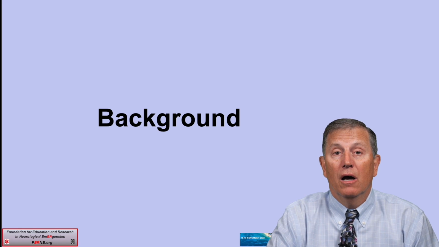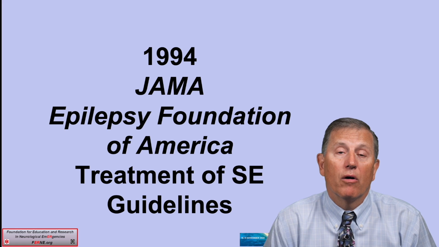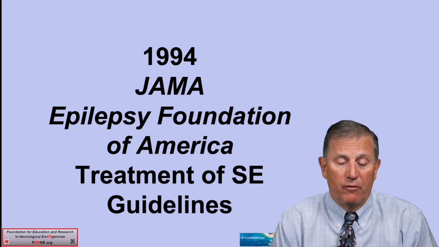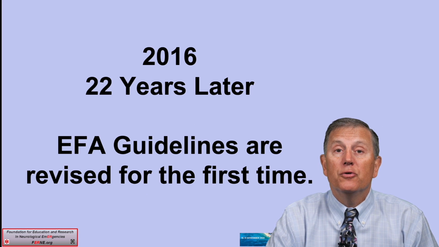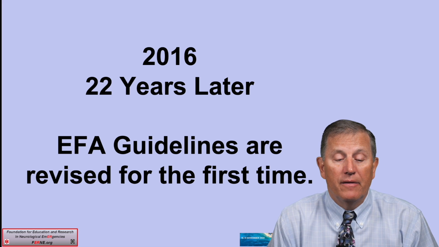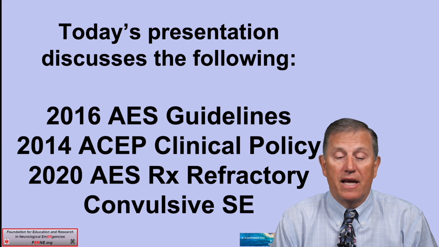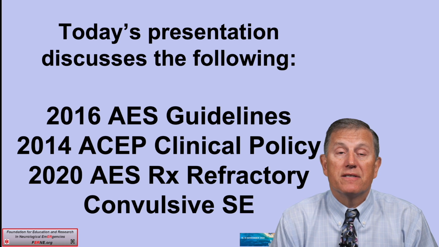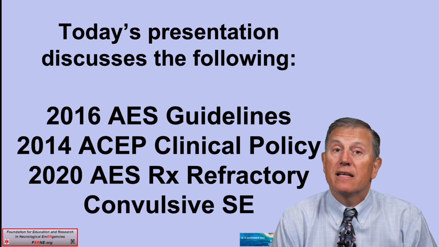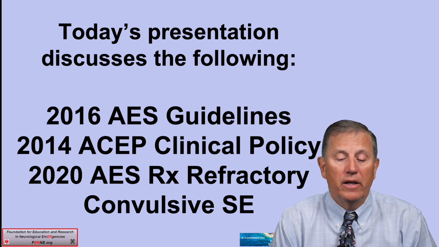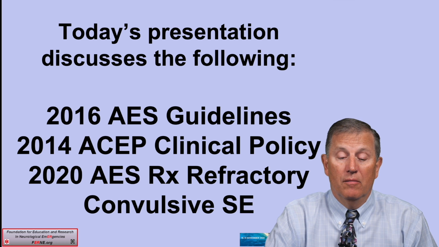Background to our discussion of the management of patients with seizures and status epilepticus. In 1994, in JAMA, the Epilepsy Foundation of America provided treatment of status epilepticus guidelines. 22 years later, in 2016, the EFA guidelines were revised for the first time. Today's presentation will discuss the 2016 American Epilepsy Society guidelines, the 2014 ACEP Clinical Policy, and the 2020 AES Treatment of Refractory Convulsive Status Epilepticus monograph.